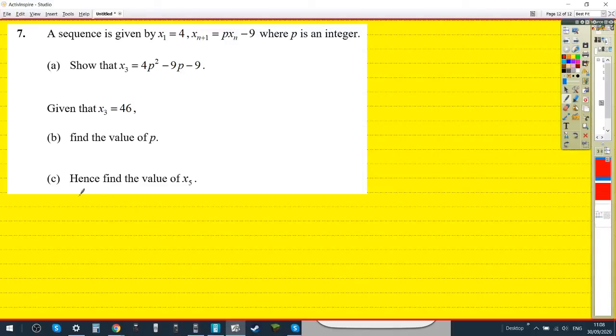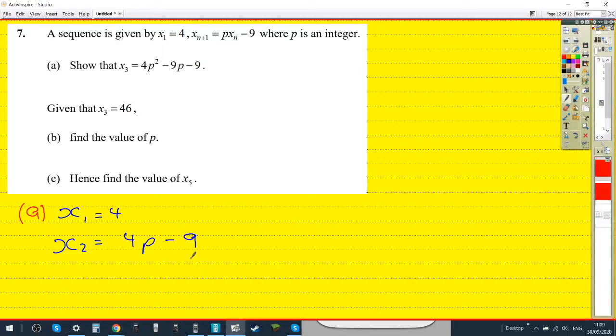If x1 is 4, does that mean that a is 4? Yeah. That's not helpful though. How'd you get x2? By subbing x1 into the formula. Yeah. What do you get? Am I subbing 4 into... Oh, will that be like P 4P minus 9 or something?